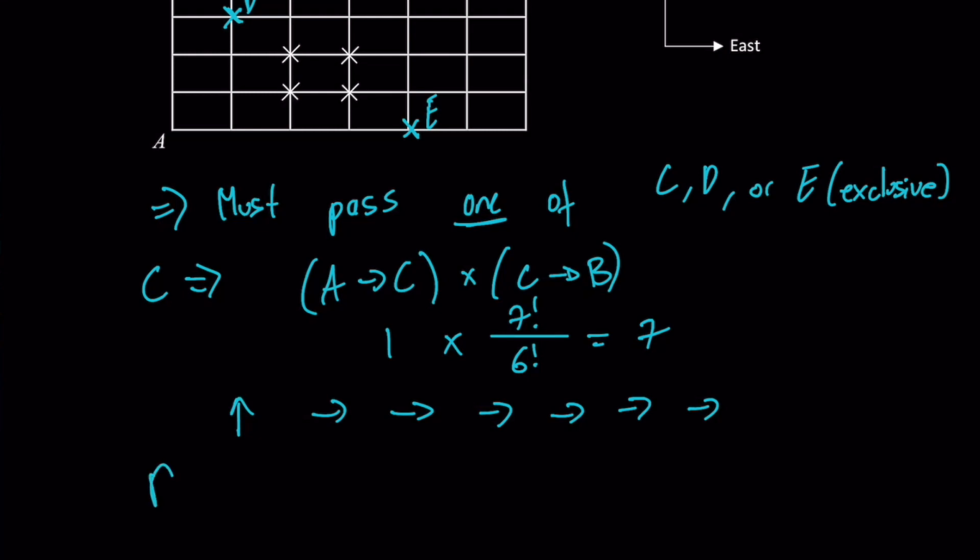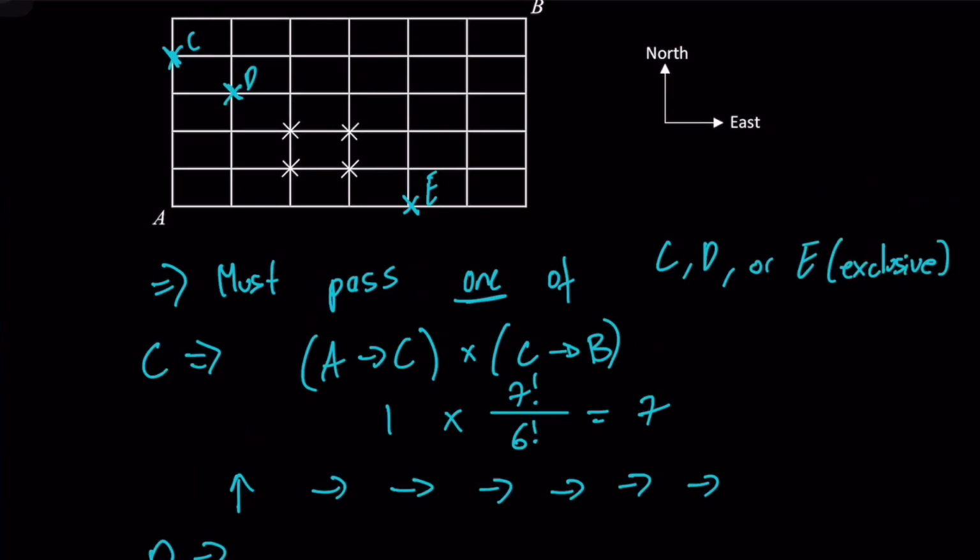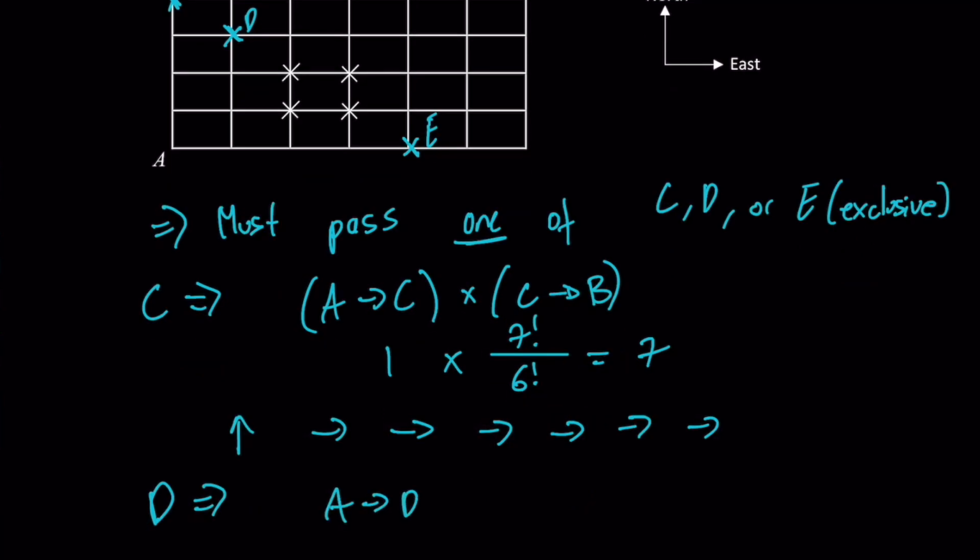Now let's see passing through D. If you must pass through D, it means the number of ways from A to D times D to B. Why do you multiply? Because it can be one way there, one way there. Right? And this is the sign that we need to use multiplication here. So we write A to D, multiply the number of ways D to B.